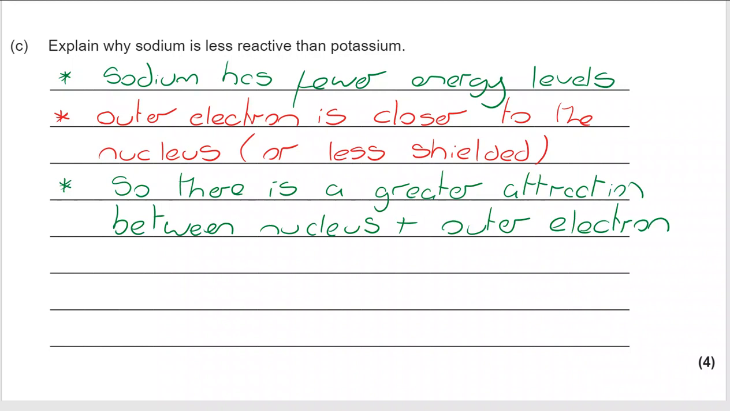Because of that, there's a greater attraction between the nucleus in sodium and the outer electron compared to potassium. And that means the electron is less easily lost, and so more energy needs to be put in. The converse of this is also true. You can talk about it in the context of potassium.